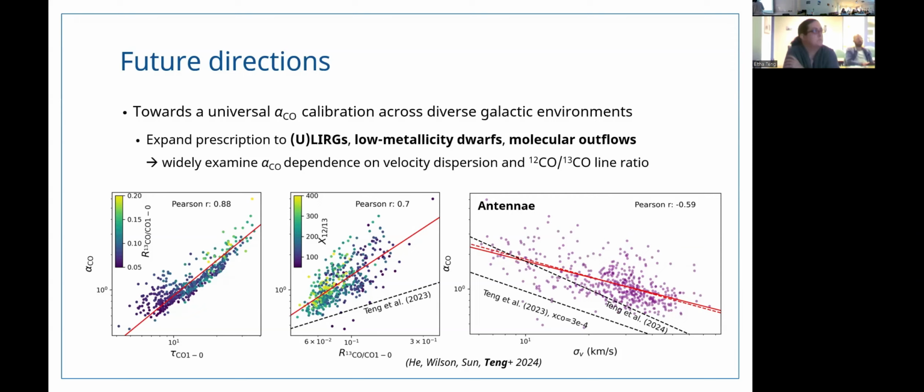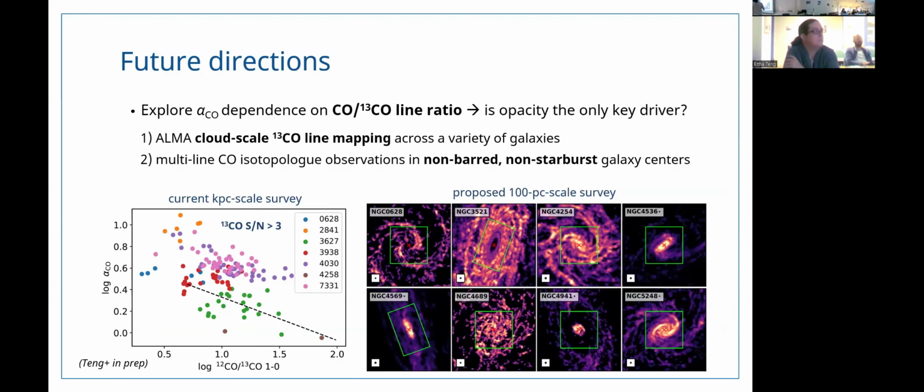And this also leads to similar trends with the observed line ratio and velocity dispersion. But one thing we haven't been able to explore is to systematically test the alpha CO dependence on the line ratio across a large sample of galaxies. And this is especially important because this will allow us to test whether CO opacity is the only key driver everywhere over the galaxy disks and the galaxy centers.